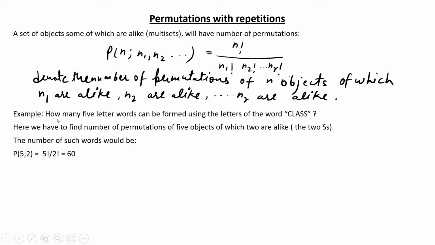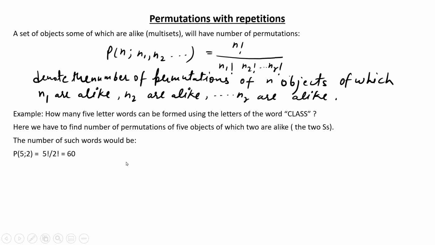So let's take an example. We have to find how many 5-letter words can be formed using the letters of the word class. So we have 2 S's here. Here we have to find the number of permutations of 5 objects of which 2 are alike. So the number of such words would be, according to this formula, n factorial, because we have 5 letters, 5 factorial by 2 factorial, because 2 S's are alike. Which is equivalent to 60.